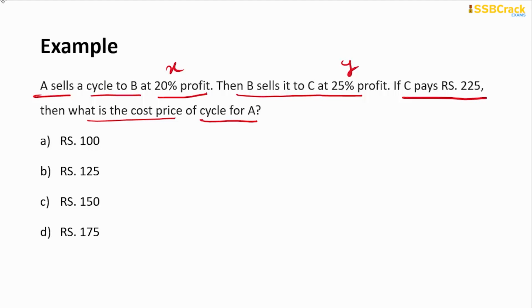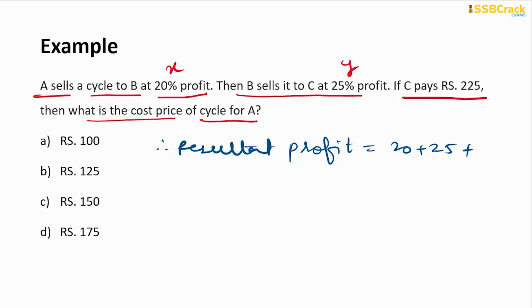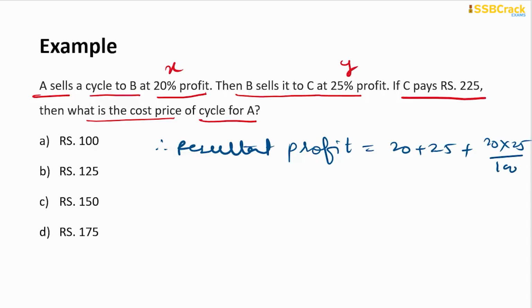So this question is a combination of the resultant profit formula and the CP formula that we just discussed. Let me explain this in detail. First of all, we talk about the resultant profit, because we have two profits for the same product. So we have the formula: 20 plus 25 plus 20 into 25 by 100. I hope you remember the formula just discussed, x plus y plus xy by 100. So this amounts to 45 plus 5, so the total resultant profit is 50%.